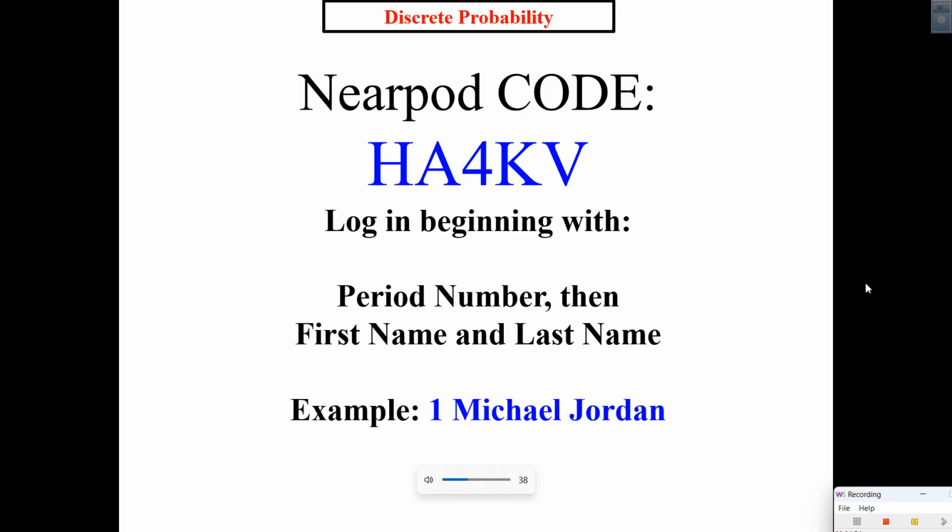All right, do me a favor, copy the code to access the homework tonight, HA4KB. HA4KB. Write it down, please. All right, so once again, HA4KB for the homework.